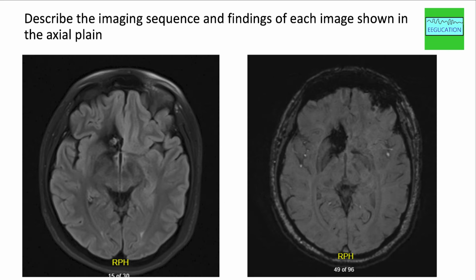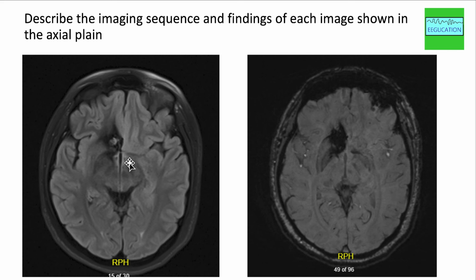Now, look at these two images, the one on your left and on the right. The first question is, identify the sequence that is used for the MRI. MRI has different sequences. It has a T1, it has a T2, it has a FLAIR, it has many other sequences. So which sequence is the first one? Which sequence is the second one?